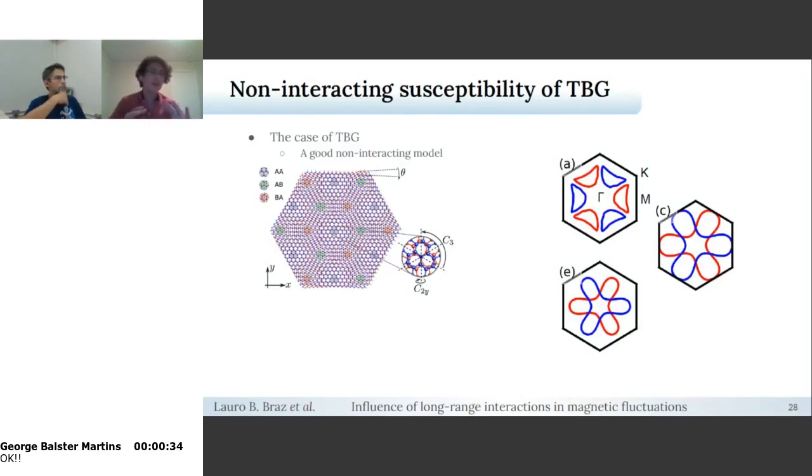Although I'm going to talk to you about twisted bilayer graphene, this idea of going after good models that reproduce well Fermi surfaces is a general thing in the RPA studies. They depend on Fermi surfaces.